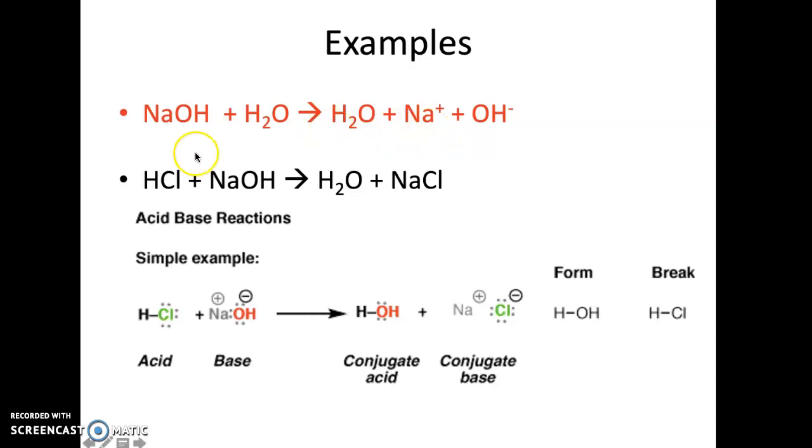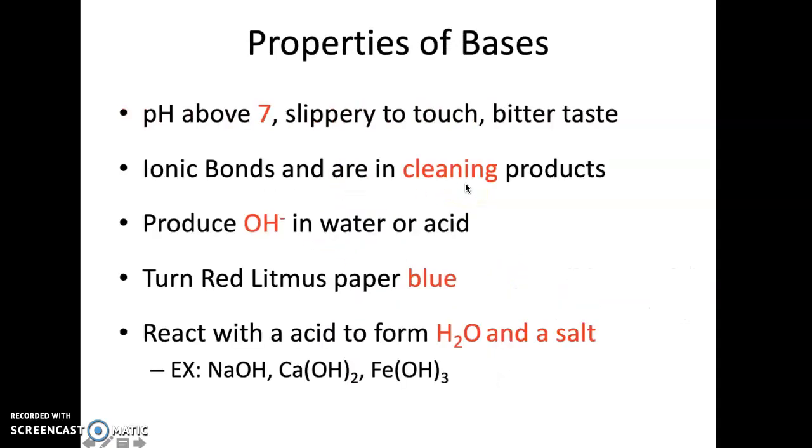acid one. Now when I mix an acid and a base together, and we'll get to this a little bit later, notice what happens to the H and the OH. They make water. And then the Na and the Cl form a salt. So really we get water and a salt formed in an acid-base reaction.